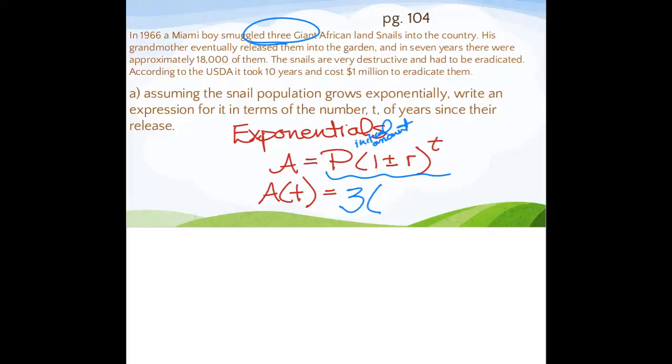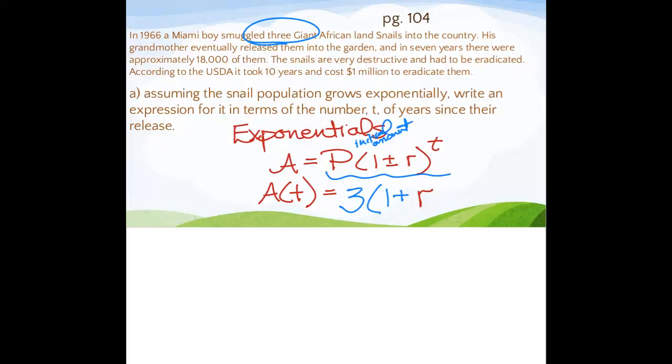Times quantity. The 1 is going to stay the same. If we go from 3 to 18,000, is that an increase or a decrease? Increase. So that's going to be plus R. Do we have the rate? We do not. So we're going to keep that as just R.